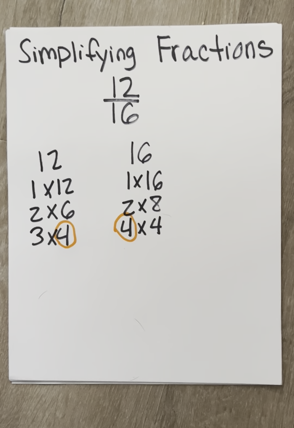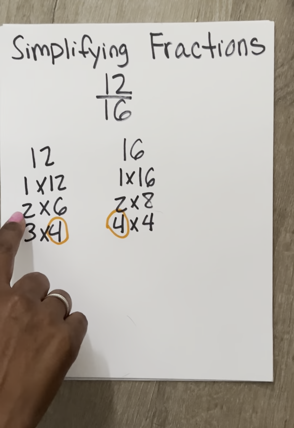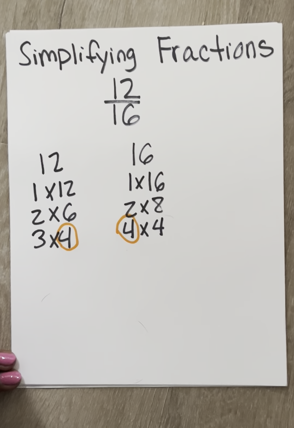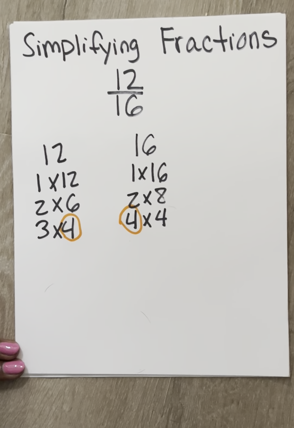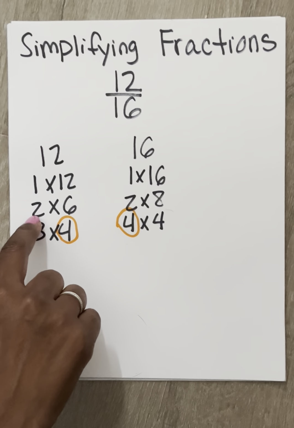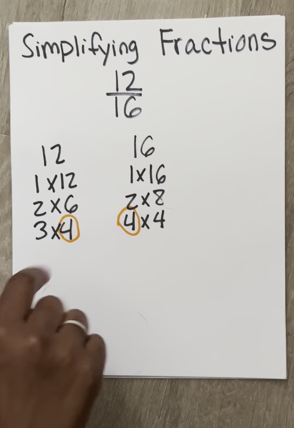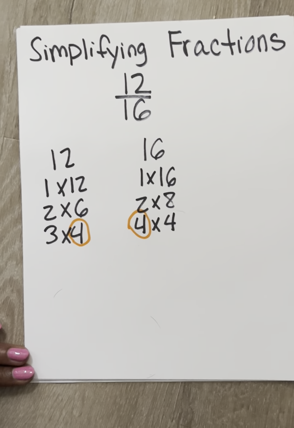And if you notice, there are other factors that they have in common, like 1. We wouldn't use 1. If the greatest common factor is 1, then the number is already simplified. And then you'll notice that they also have 2. But 2 is not our greatest common factor. We're looking for the greatest, or the biggest number that they both have.